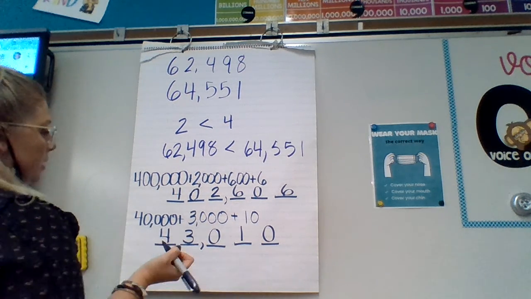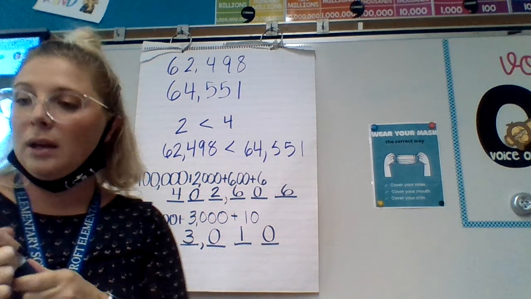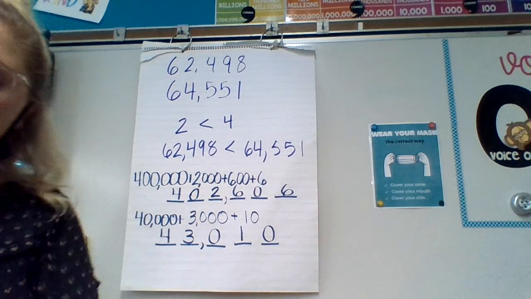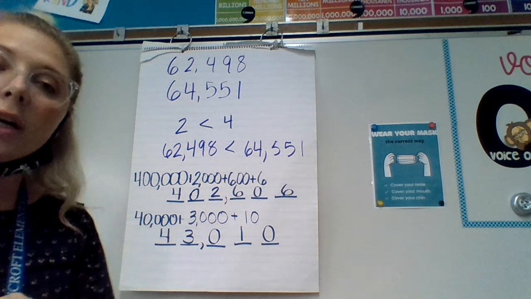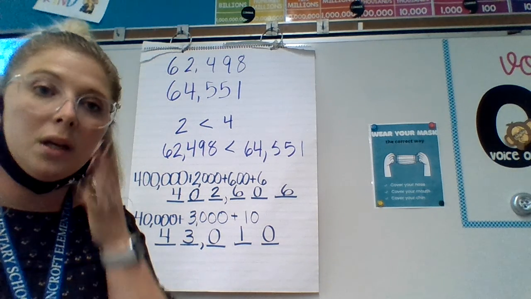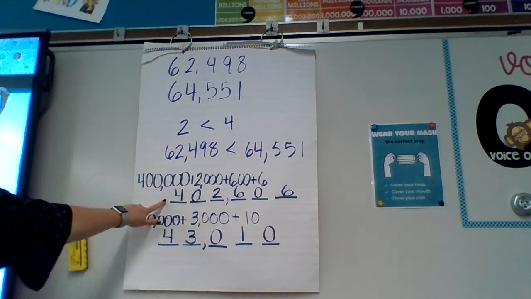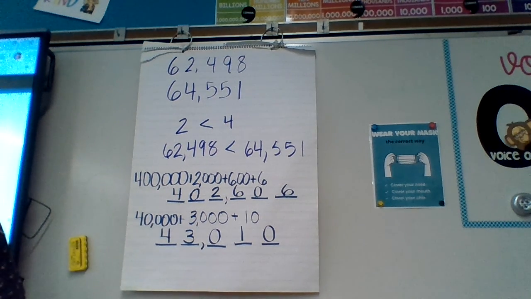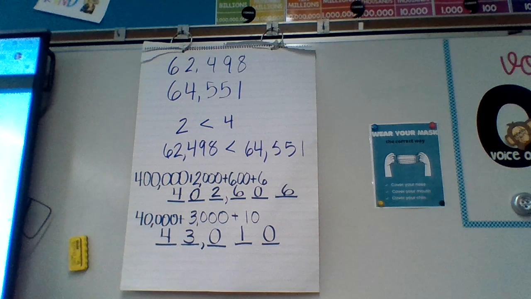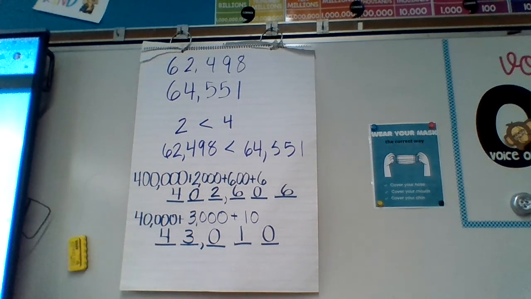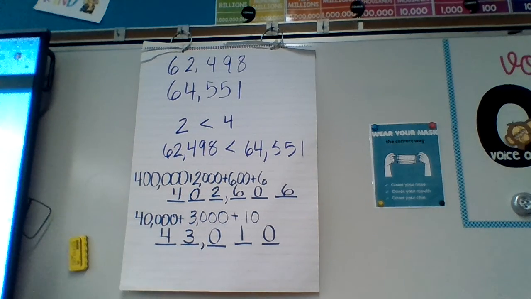I like to use my place value chart. I'm going to write both of these numbers. If you have your laminated place value chart, you can write on it with your Expo marker. The first one was 402,606. And then my second number started in the 10,000s place. So I have 43,010.